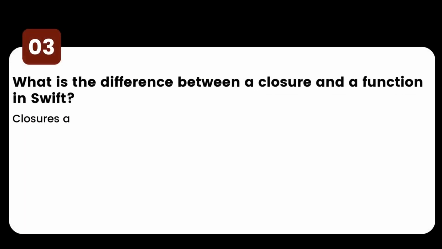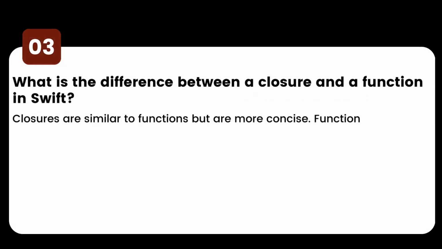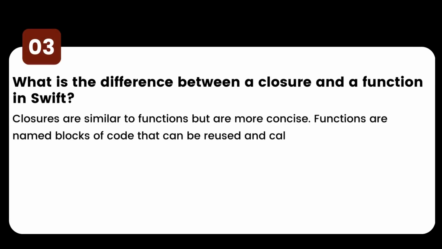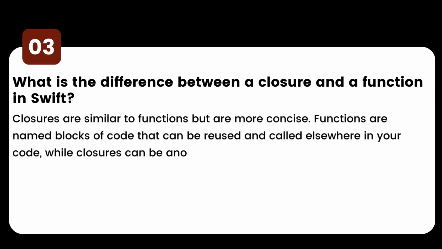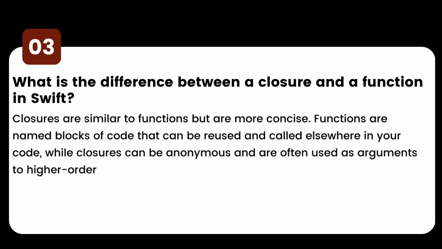What is the difference between a closure and a function in Swift? Closures are similar to functions but are more concise. Functions are named blocks of code that can be reused and called elsewhere in your code, while closures can be anonymous and are often used as arguments to higher order functions.